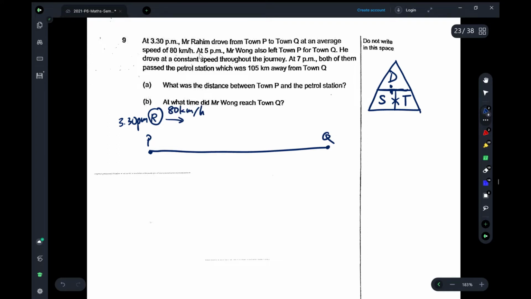Okay. At 5 p.m., Mr. Wong also left Town P for Town Q. So they left at the same position, just that Mr. Rahim left first. They drove at a constant speed throughout the journey. At 7 p.m., both of them passed the petrol station, which was 105 km away from Town Q. Okay, so this means that they actually haven't reached Town Q, because looking at part B, at what time did Mr. Wong reach Town Q? Okay, so this part, I'm not very sure whether they have passed Town Q or not.